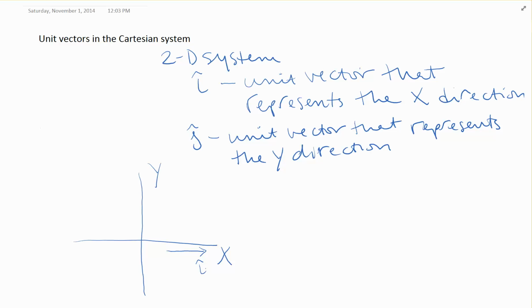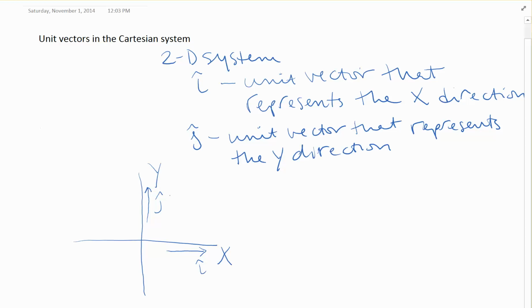And now let's do the same for J. So J would just represent the Y direction. So it's going to basically be parallel to the Y axis. And that would be J, or J hat. Now you'll see both of these are positive. We're along the positive X axis and the positive Y axis.